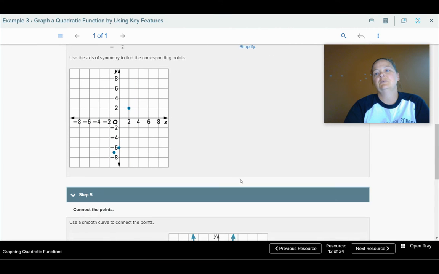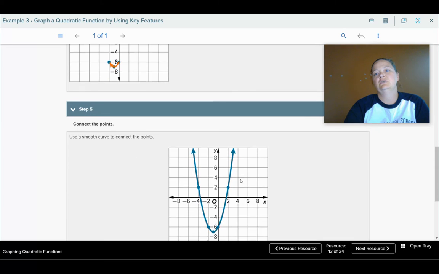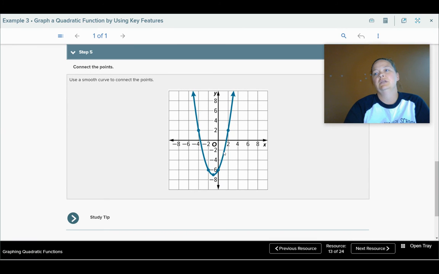And the last step is to connect the points. Use a smooth curve to connect the points.